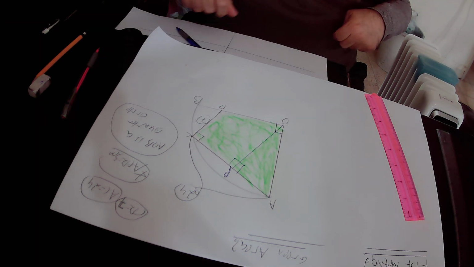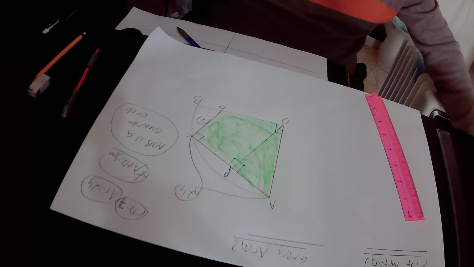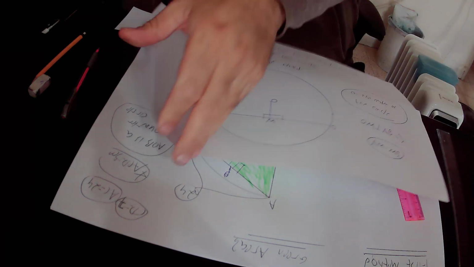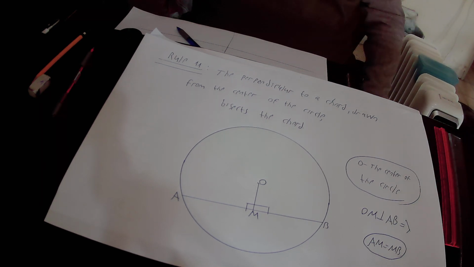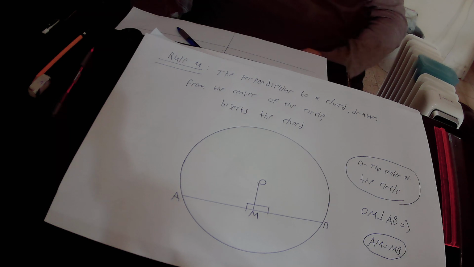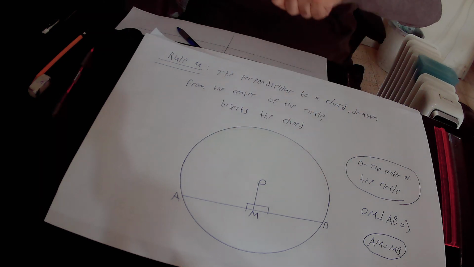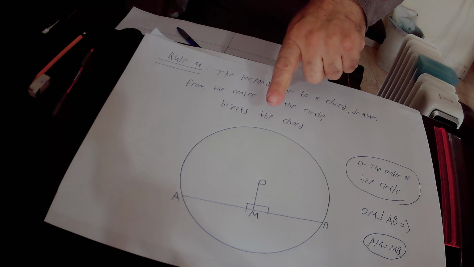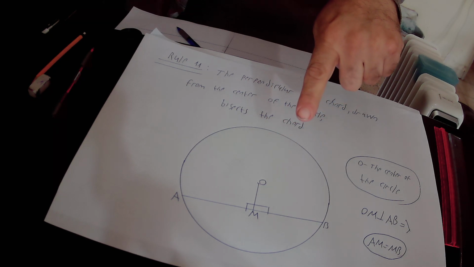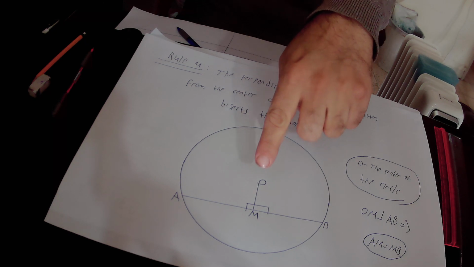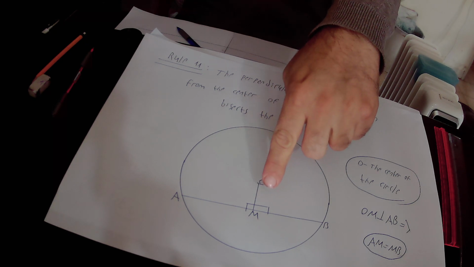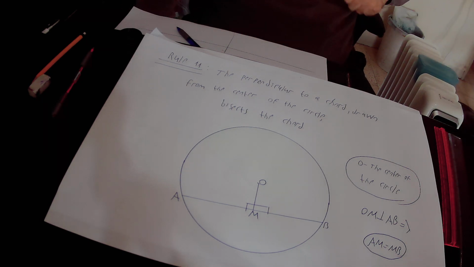And here we can implement rule number 11. According to this rule, the perpendicular to a chord drawn from the center of the circle bisects the chord. Point O is the center of the circle, OM is the perpendicular to AB. That is to say, it is given in the drawing that this angle equals 90 degrees and this angle equals 90 degrees according to our construction.